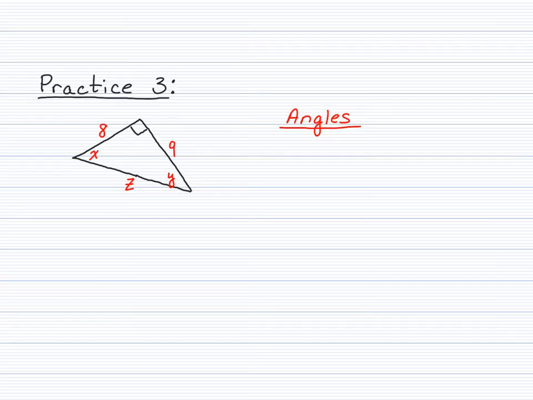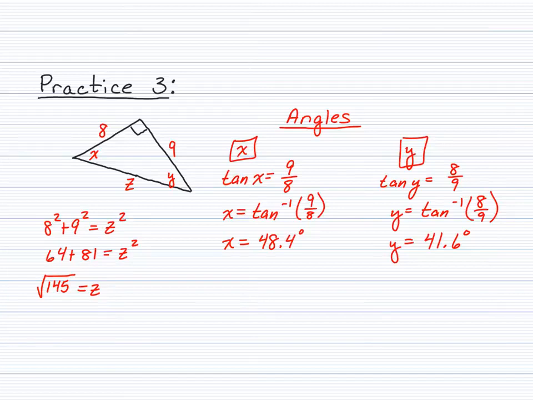So I want you to pause the video once again, copy this problem down, find the measures of the angles and the length of side z. So go ahead and pause the video, and then when you're done, unpause and you can compare your answer. All right, so here's your answer revealed. We found z by using Pythagorean theorem here. For x and for y, we used tangent, but the ratio was just a little bit different. Tangent of x was 9 over 8. Tangent of y is 8 over 9.